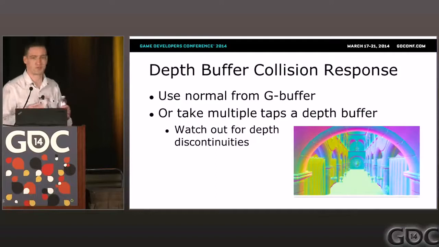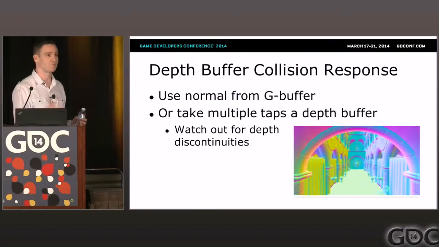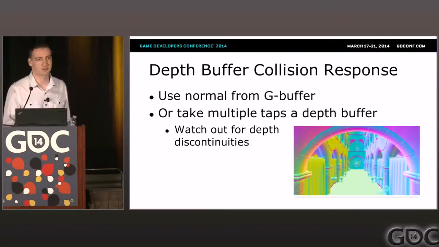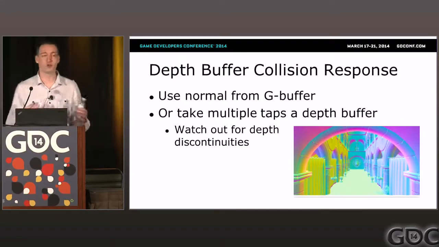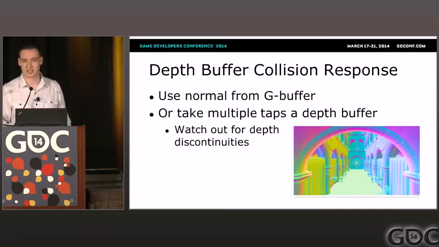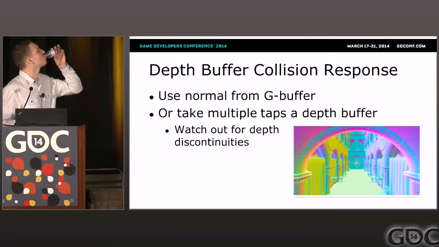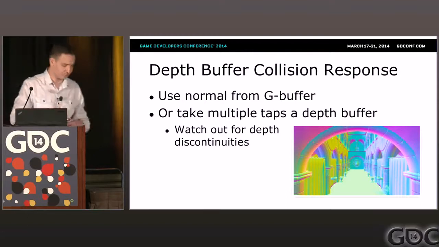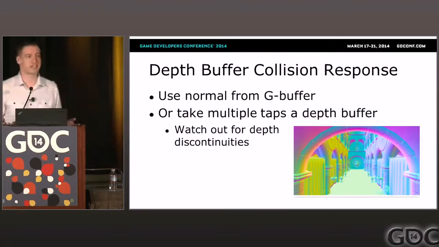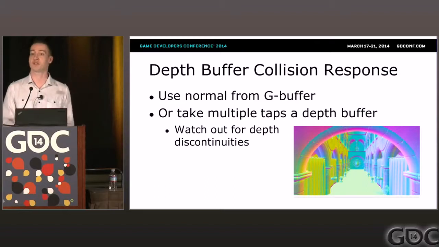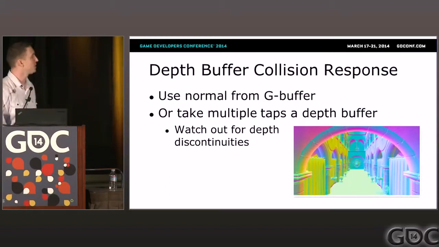So we've got an approximate intersection point. We just need to figure out a collision response now. So we need a normal to collide against the particle. So 9 times out of 10, actually, you've got a deferred shaded game, and you can just pull out the normal from your G buffer. That's kind of handy. That's there.